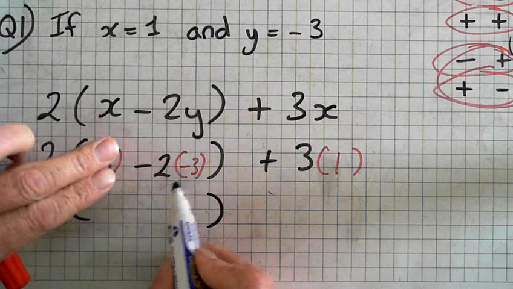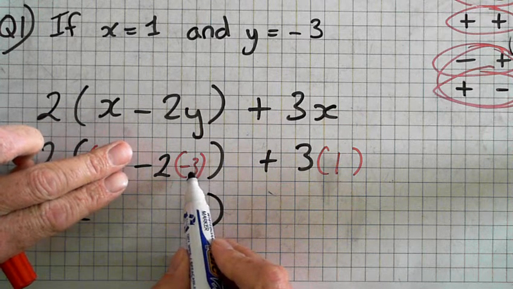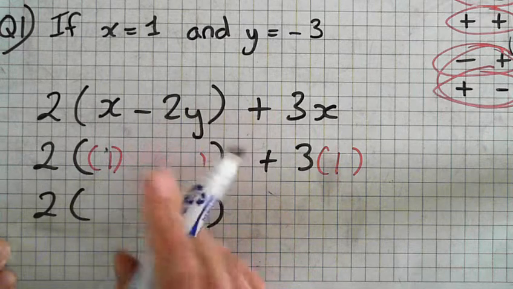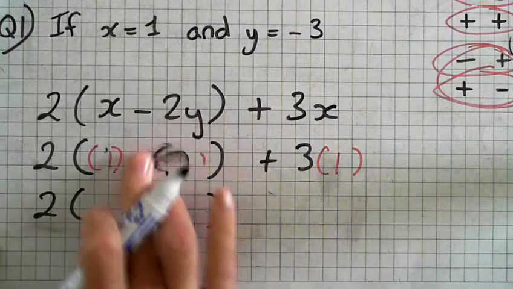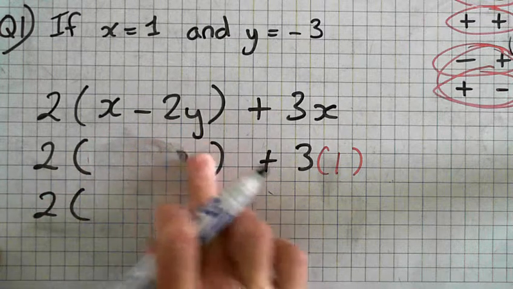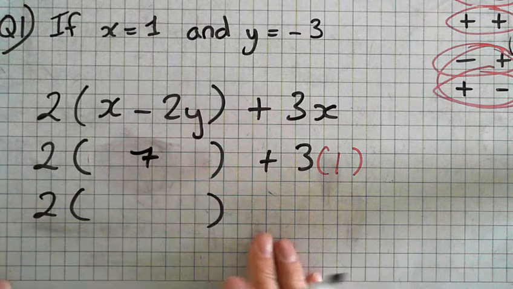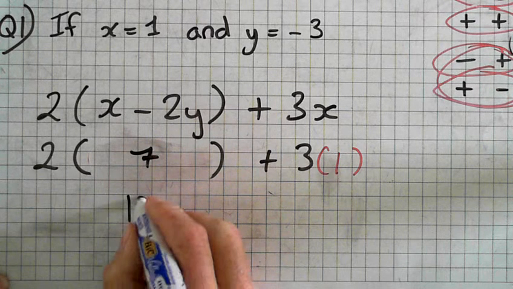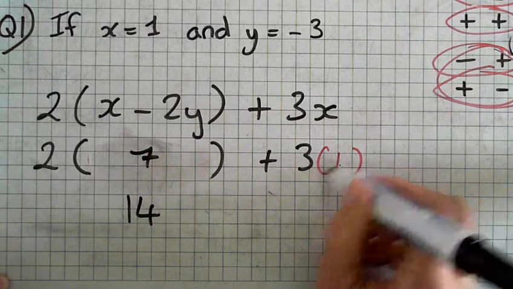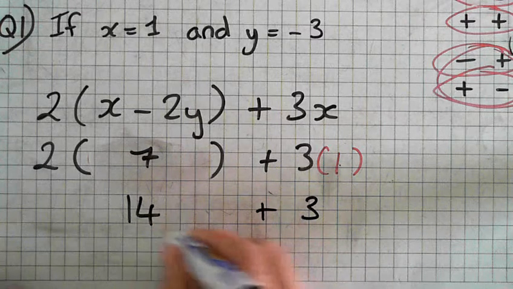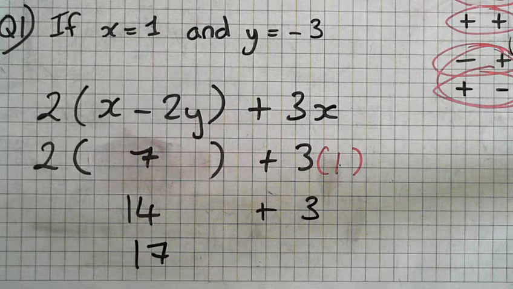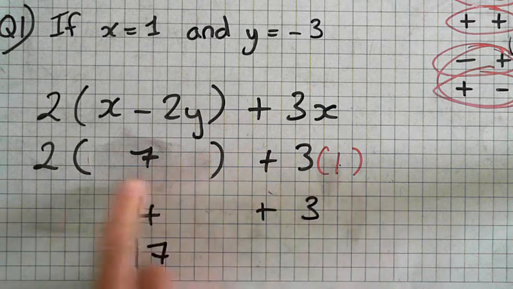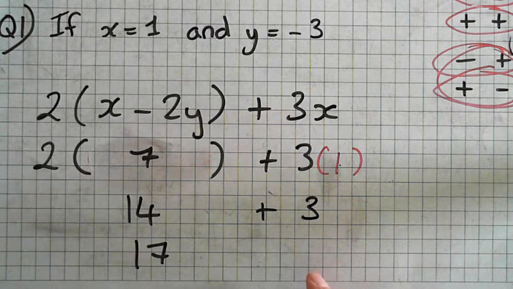But if we look at this bit first, what's minus 2 times minus 3? Plus 6. Plus 6. What's 1 plus 6? 7. And 2 times 7 here is 14. 3 times 1 is 3. 14 plus 3, 17. As I said, you could type that whole line in there once you have the correct numbers put in, and that's your answer.